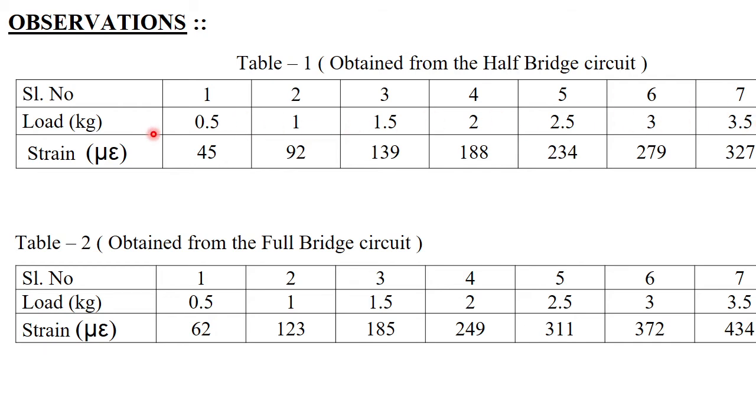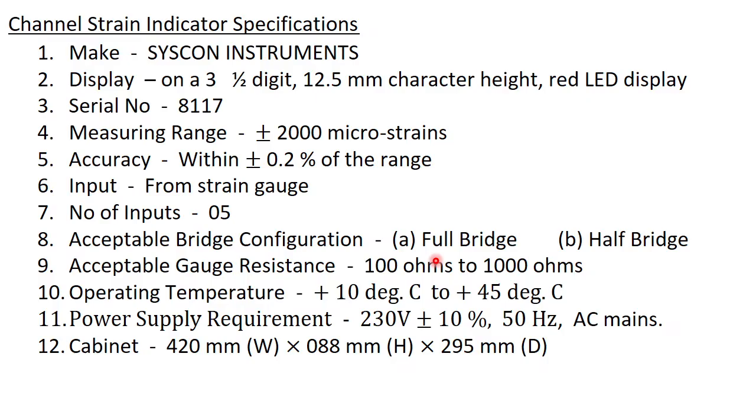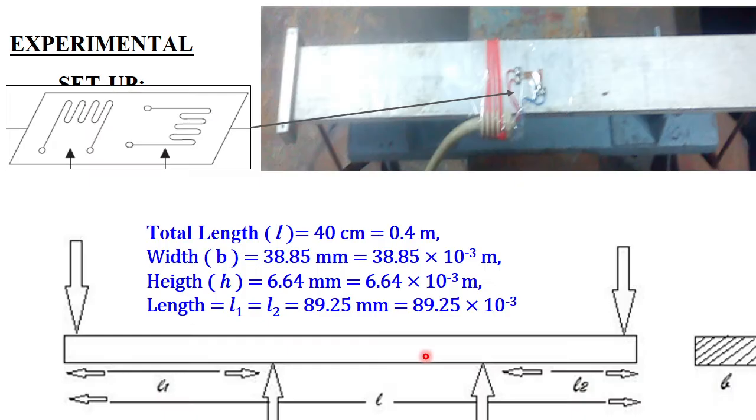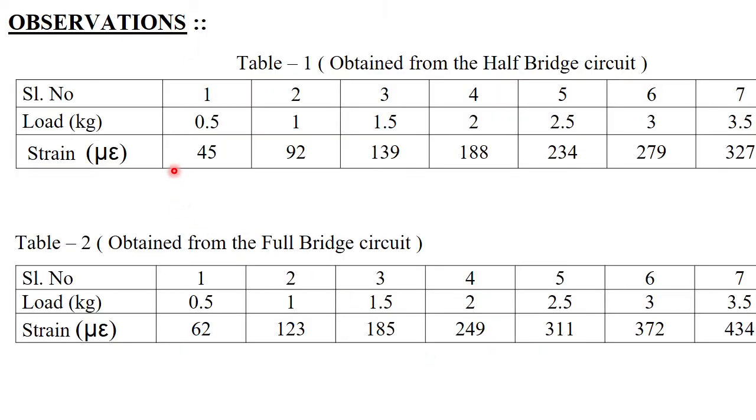In steps of 500 grams. So we are getting 7 readings there. And corresponding to half bridge, this is half bridge and this is for full bridge, we get measurement from here. A particular measurement value is also shown here. So these strain readings are here.